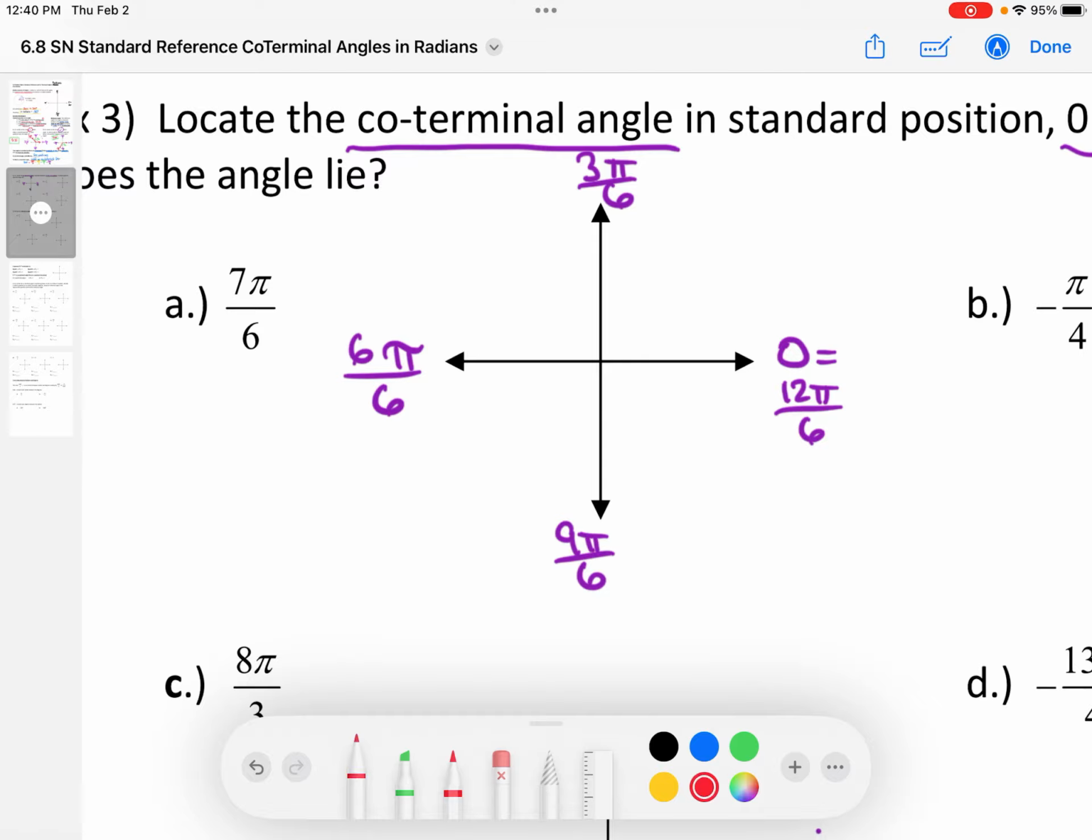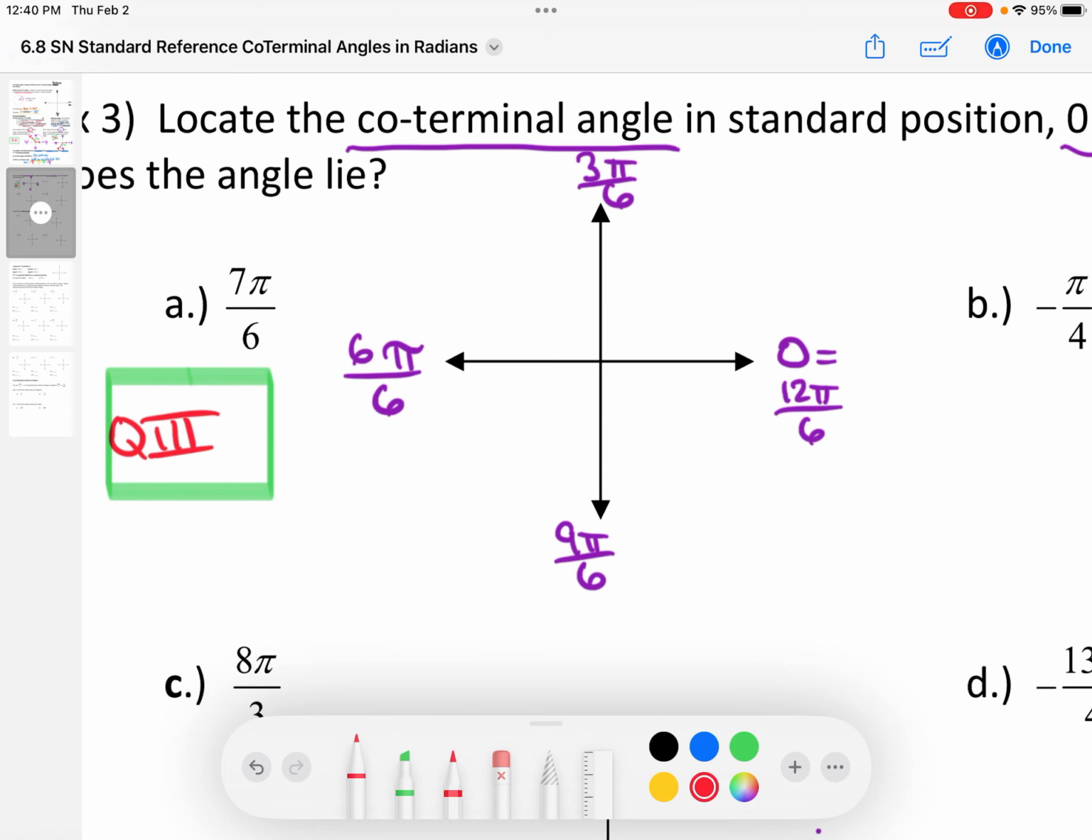And as far as labeling the unit circle, don't feel like you have to reduce that fraction. It's actually going to be easier if you don't. So we're looking for where 7 pi over 6 falls. 7 pi over 6 is between 6 pi over 6 and 9 pi over 6. So this is in quadrant 3.